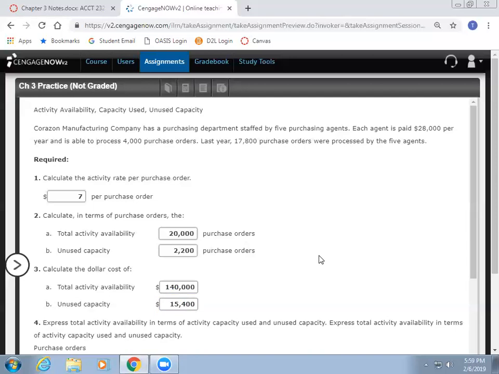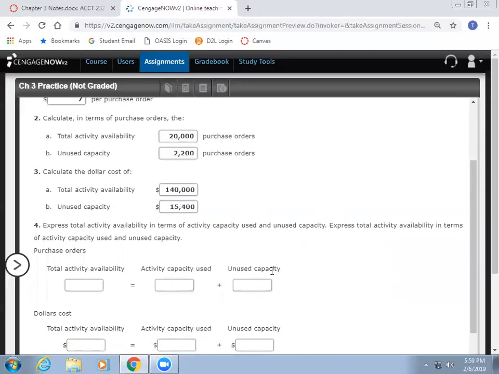On number 4, it's pretty easy. It's just saying express that in terms of activity capacity used and unused. Well, all total, we had 20,000 available. Of that, we processed 17,800. 2,200 was unused.